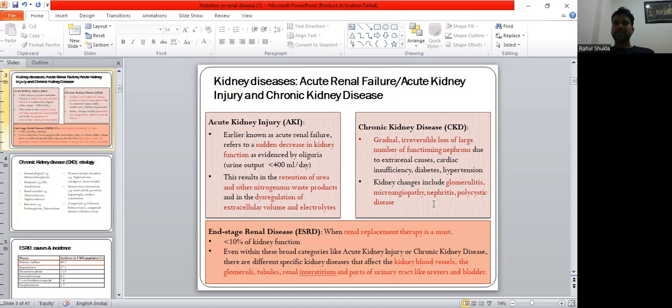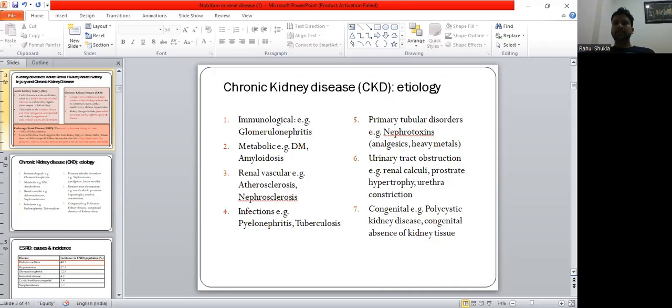other obstructive uropathies. End-stage renal disease is called when renal replacement therapy is a must, and it usually comes when the kidney function remains only less than 10%, and when there are different causes which affect the blood vessels, glomeruli, interstitium, and urinary tract. All may lead to kidney dysfunction.